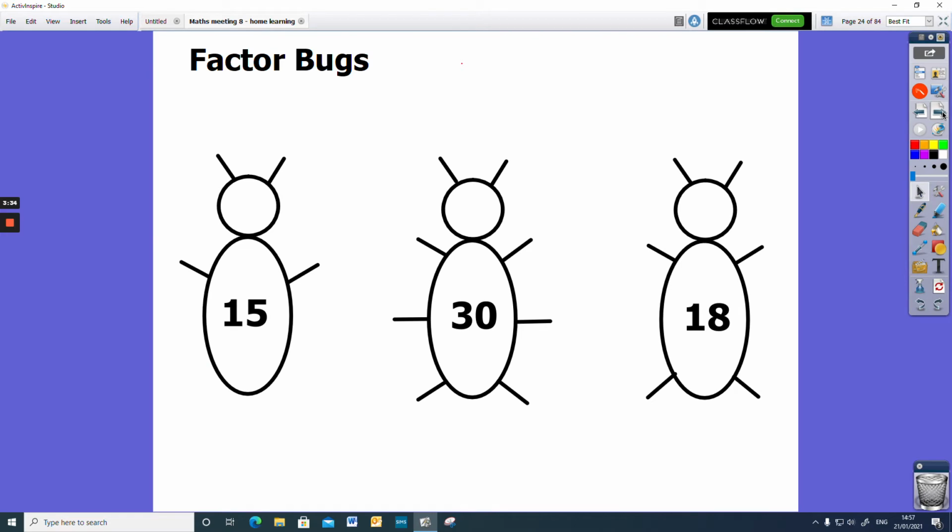Okay, factor bugs now. We've done some of these. We've got 15, 30 and 18. I want you to write out the factors of each of these numbers. Off you go.